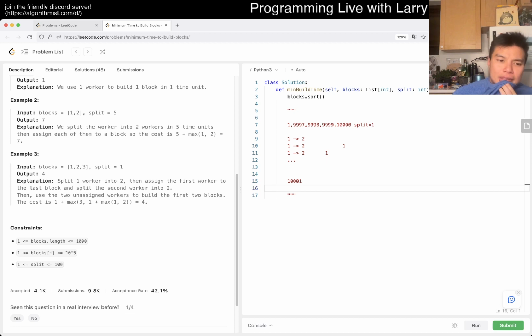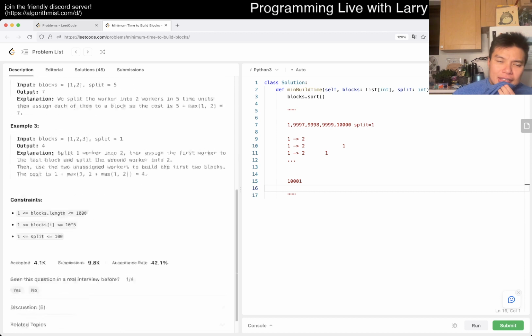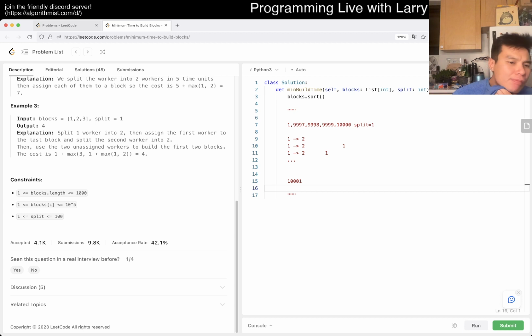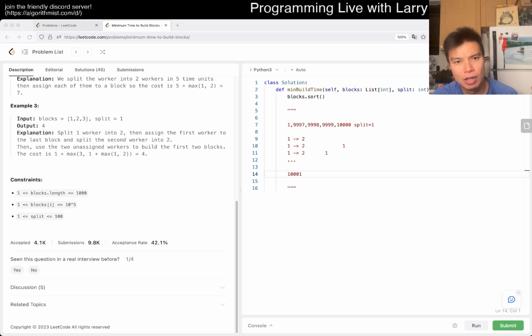Can I do DP? Split is only 100. Does that change things? It feels very binary searchable, and I think it is binary searchable, or at least you can binary search for the answer, and let's say you have a magical function that determines whether you can or cannot, then that's what you would do.